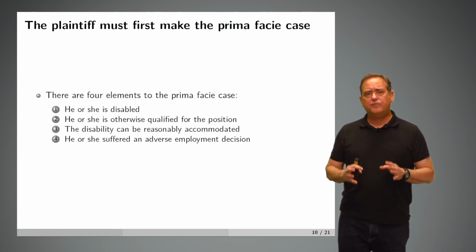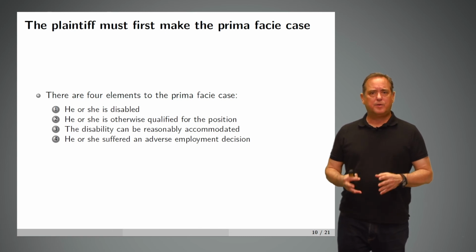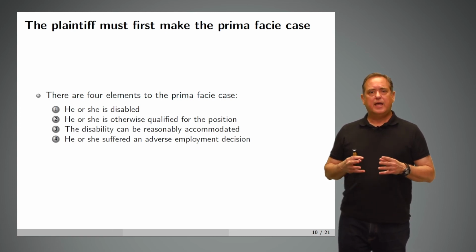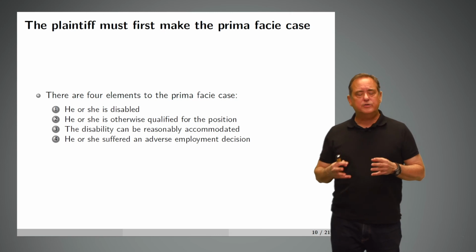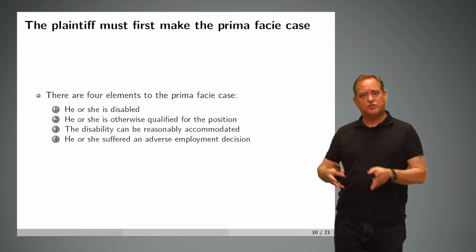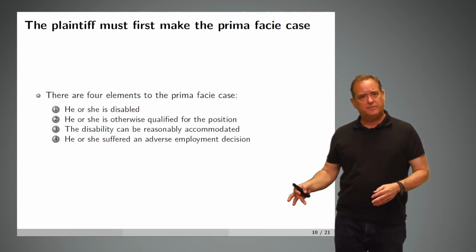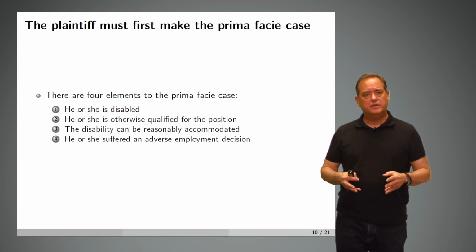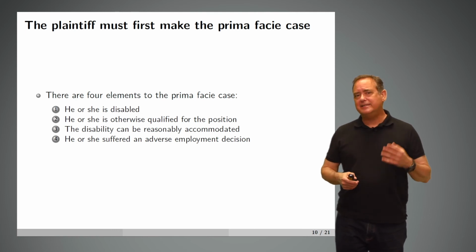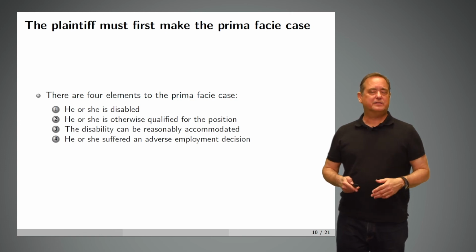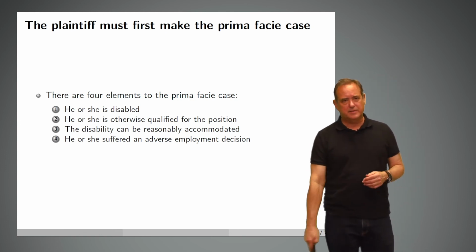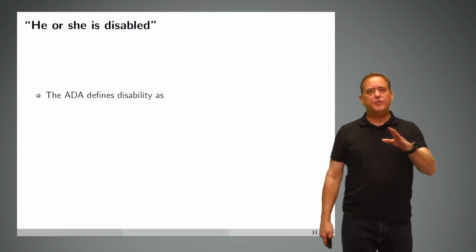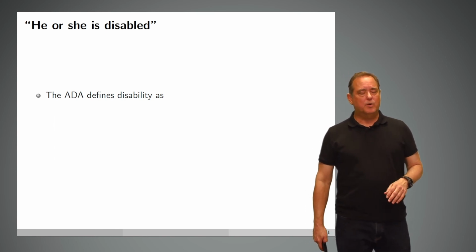So these are the 4 elements of the prima facie case, and that means in order to establish the prima facie case and shift the burden to the defendant, the employee plaintiff must establish each of these. And each of these has a distinct meaning that is different from the other types of discrimination. We'll go through each step one by one.